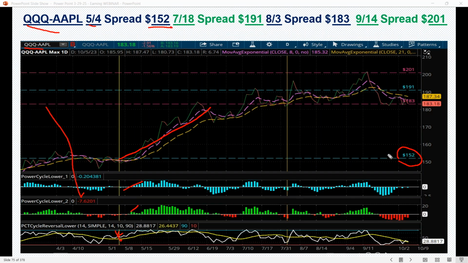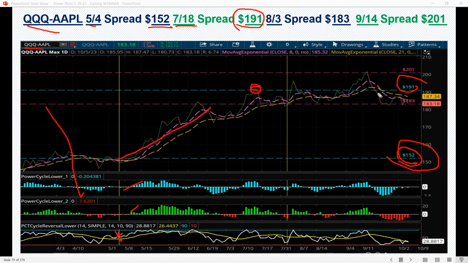So look at the spread. It went from 152 up to, on the July 18th, now it's 191 right here. Okay, went from here, right here, 191. So that's 191 from 152 to 191. That's a $36 per share move.